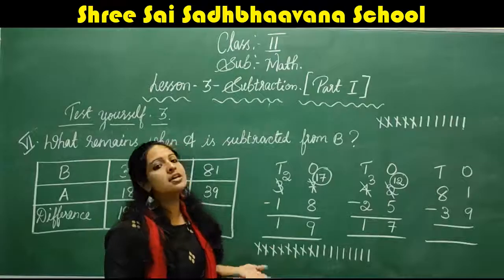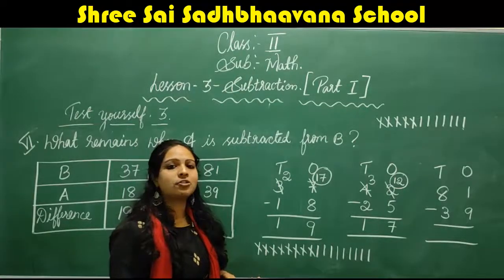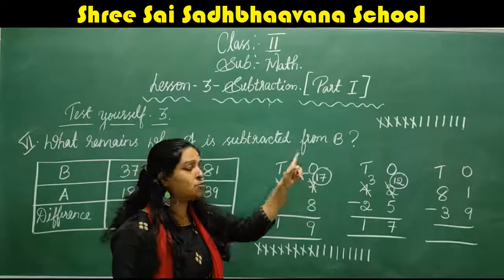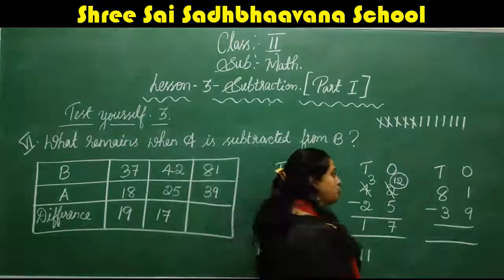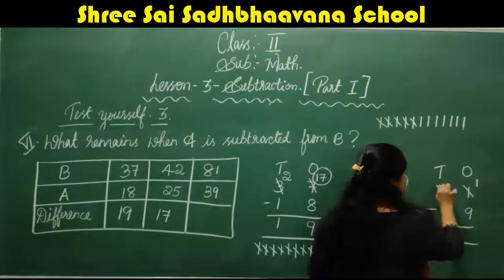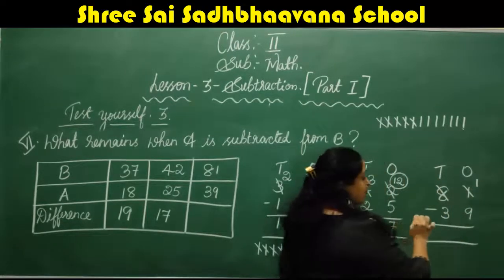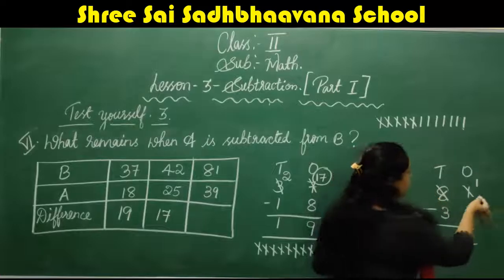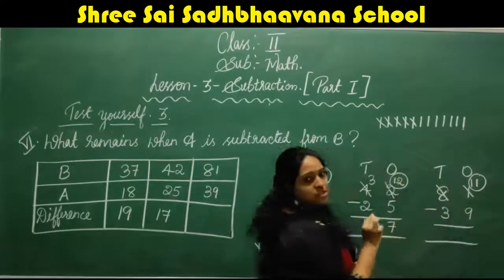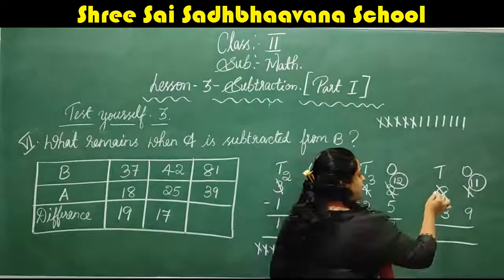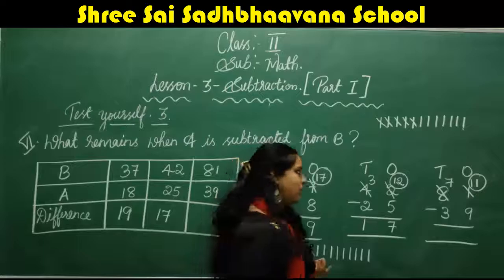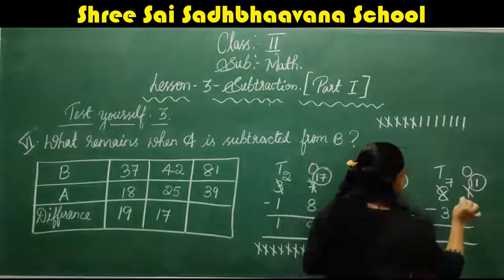No, because 1 is smaller than 9. So what you have to do? You have to borrow from 8 tens. From 8 tens, 1 ten you have to borrow. So let me strike out. I will write the same number here. Let me strike out this number also. From here I have taken 1, so here it becomes 11. And 8 minus 1 is 7. Now, how much is remaining here? Here it is remaining 7 tens. Okay? Yes. 11 minus 9.